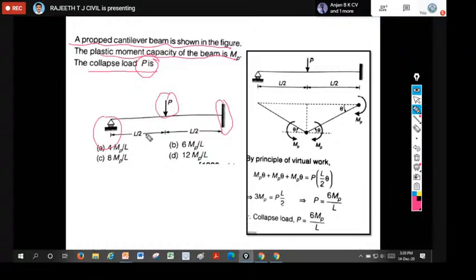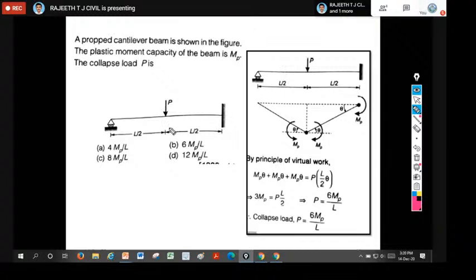The load acts at L by 2, that is, at half span. So now what is the answer? The collapse load here is 8 Mp, 4 Mp, 6 Mp or 12 Mp by L. The answer is 6 Mp by L. You should remember this, no need to calculate in the exam. But I will tell how to calculate it.